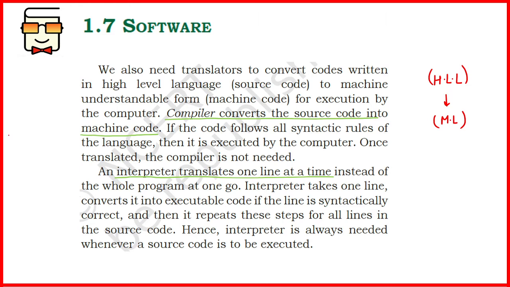The compiler takes the entire program that is in a high level language and translates the entire program into the machine code. But the interpreter sees one line of the code, translates or interprets it, and converts it into the machine code. If there is no error in the first line, then it goes to the second line, converts it, and so on. So the interpreter does not convert the entire program in one go. It works line by line.